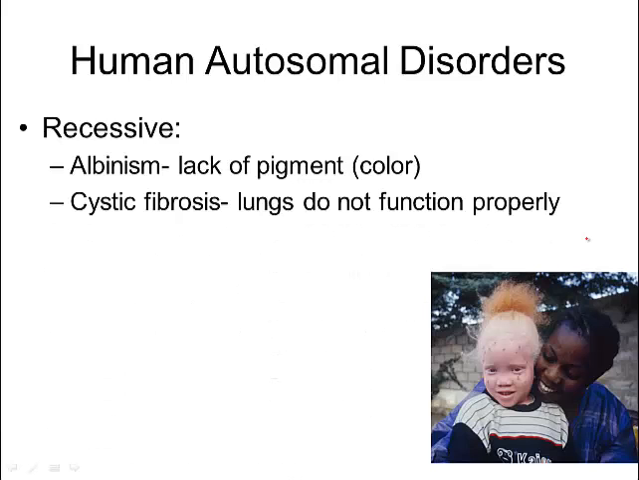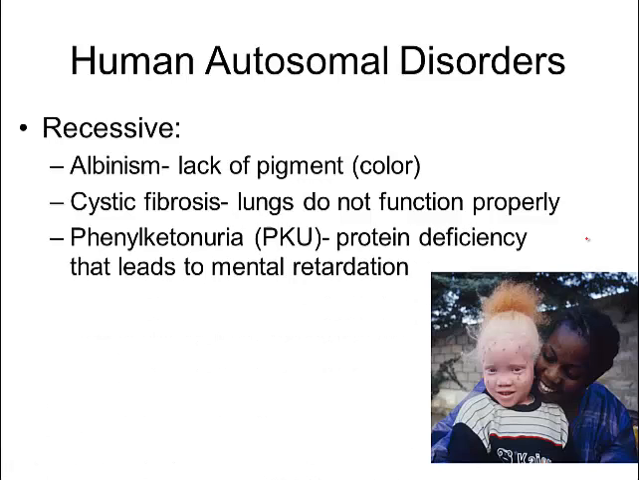Cystic fibrosis is another recessive one, and here your lungs do not function properly. Somebody with cystic fibrosis gets excess mucus building up in their lungs, and also within their digestive system. This disease usually takes a person's life before the age of about 30. PKU is another one. This is a protein deficiency. Somebody with PKU has difficulty breaking down certain types of proteins, and that can lead to mental retardation in the offspring if it's not caught early on. If they can't break down this protein, it can cause a lot of developmental problems.